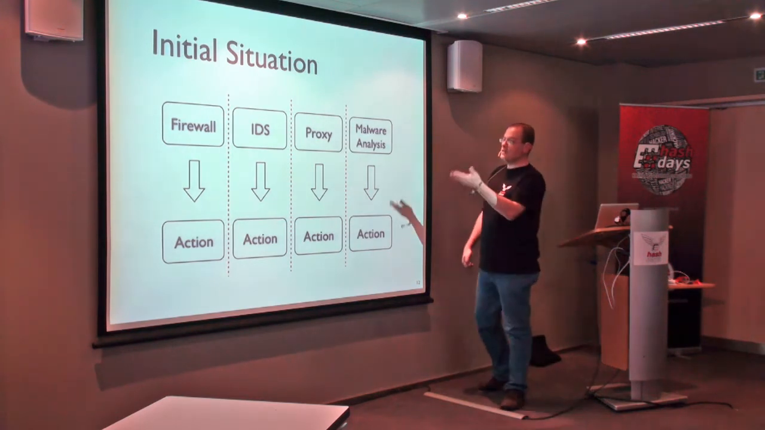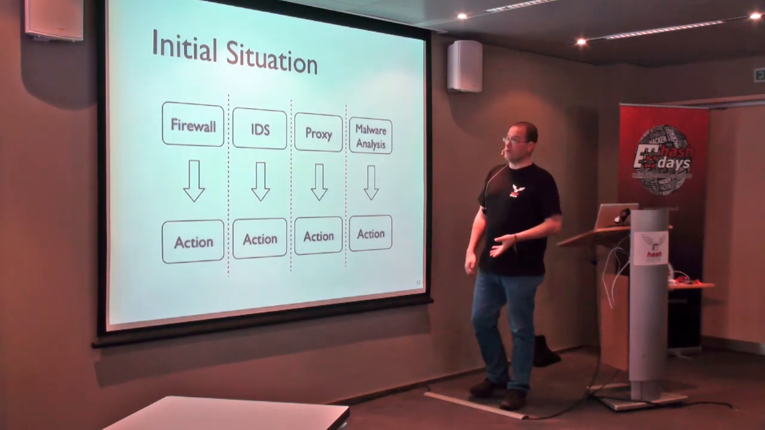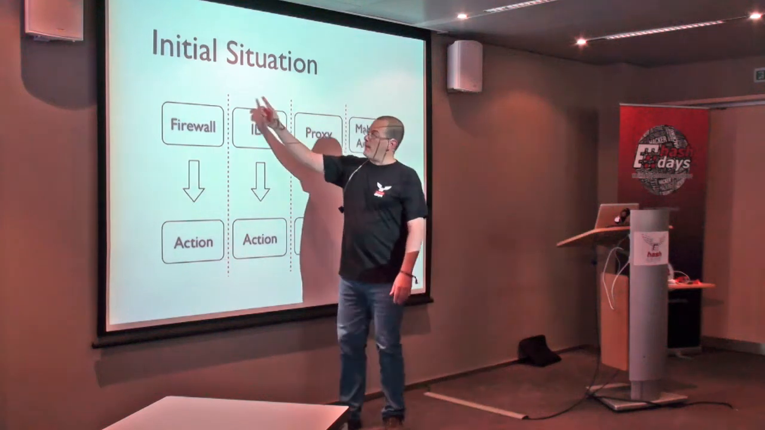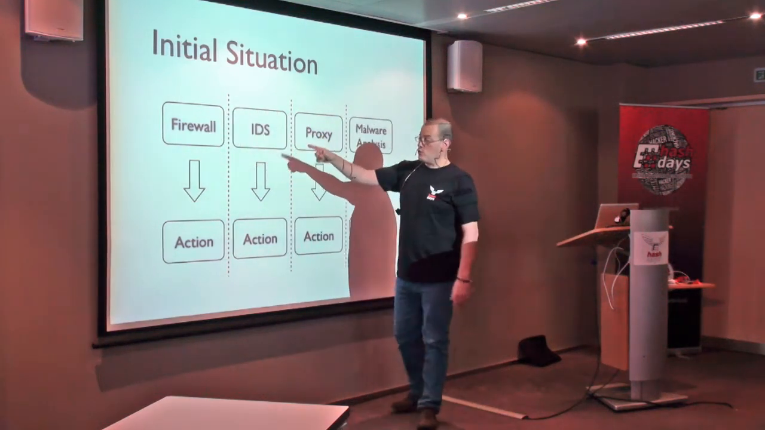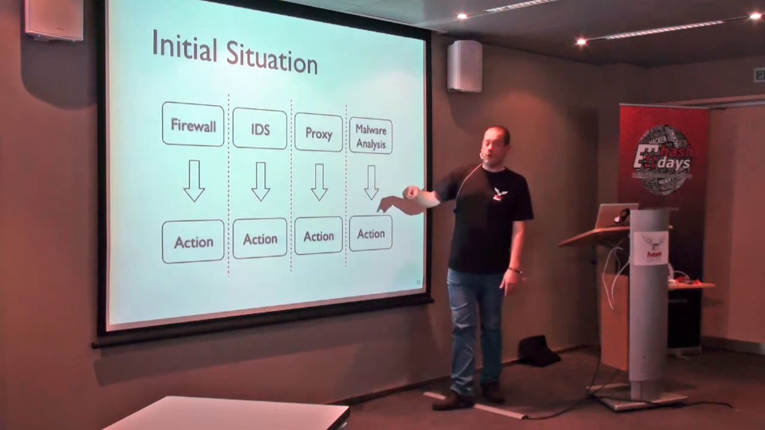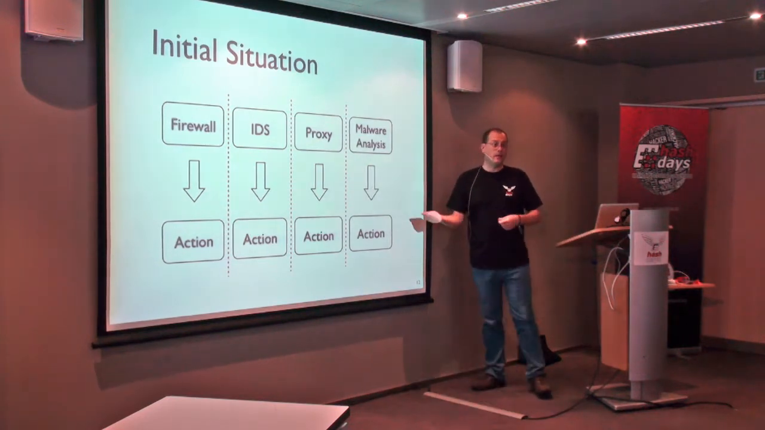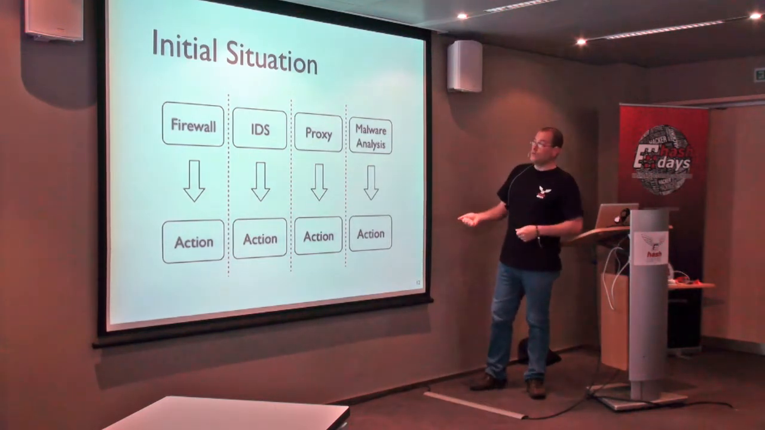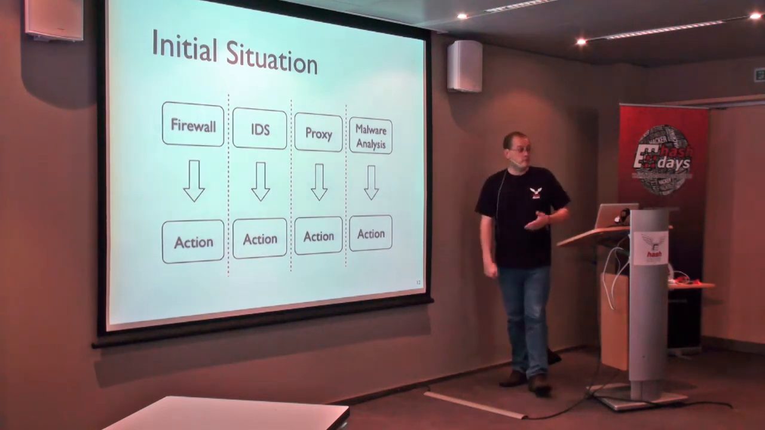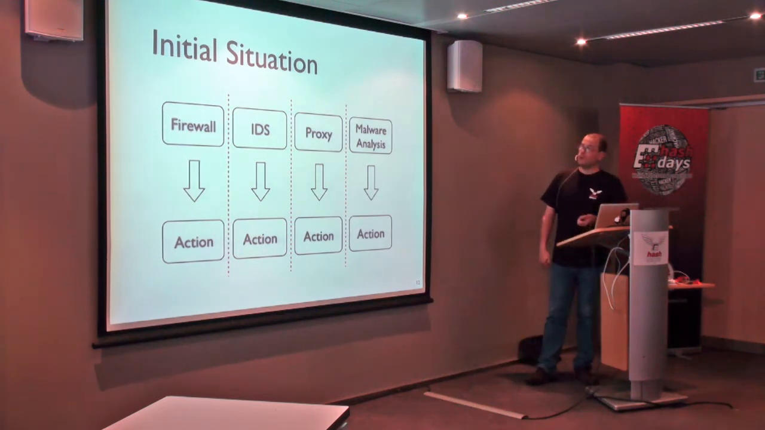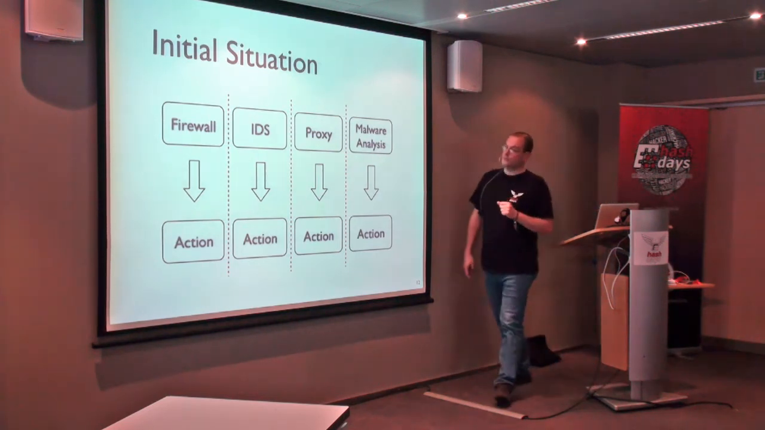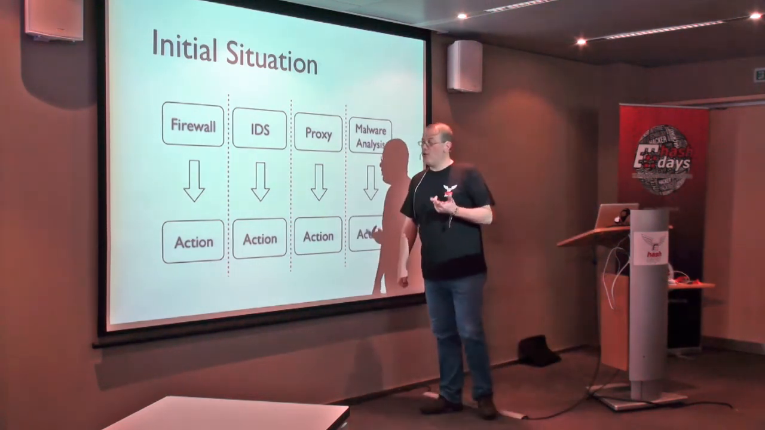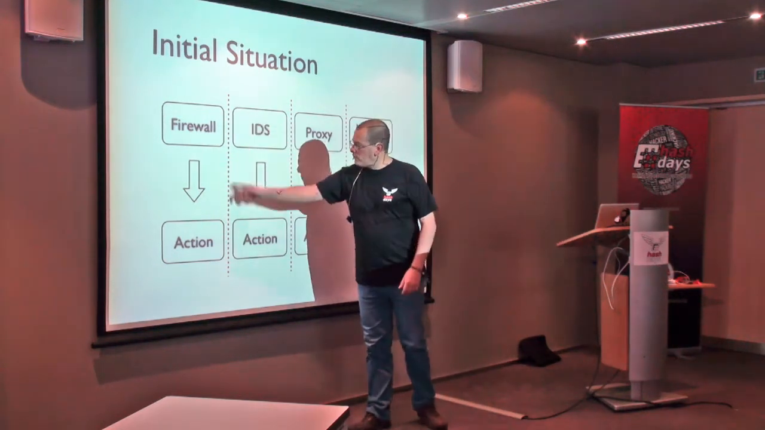And all those devices take actions on the network. The firewall sees a packet coming from an IP address, it will drop the packet. An IDS will maybe send a TCP reset, reset client, reset server. The proxy will deny access to a specific URL for a browser. And the malware analysis will also take action if it detects some suspicious connectivity with a control center and so on. But what's very annoying for me, you have the different red lines.